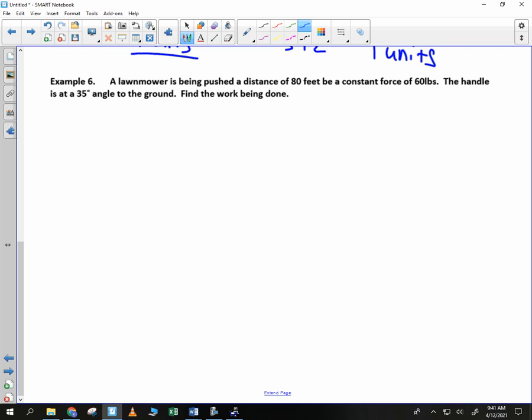All right, so let's do the last problem and be done with this unit. A lawnmower is being pushed a distance of 80 feet at a constant force of 60 pounds. The handle is at a 35-degree angle to the ground. Find the work being done.